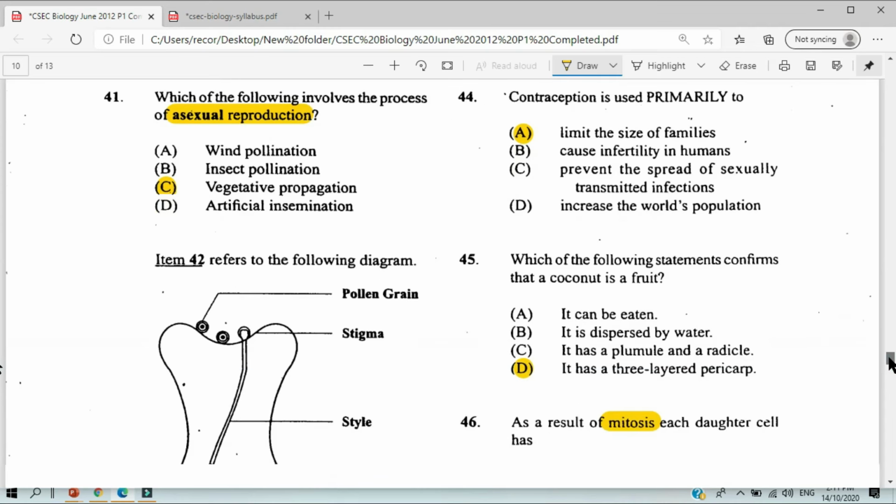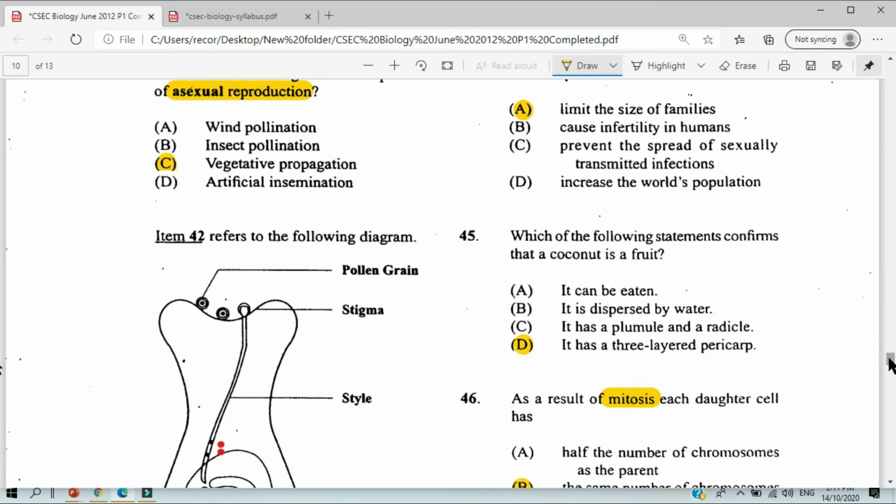Now 45. Which of the following statements confirms that a coconut is a fruit? One of the things we'll remember about a fruit is that it has three parts: an exocarp, a mesocarp, and an endocarp, all together called a pericarp. So it shows D, it has a three-layered pericarp. So D is the answer for question 45.